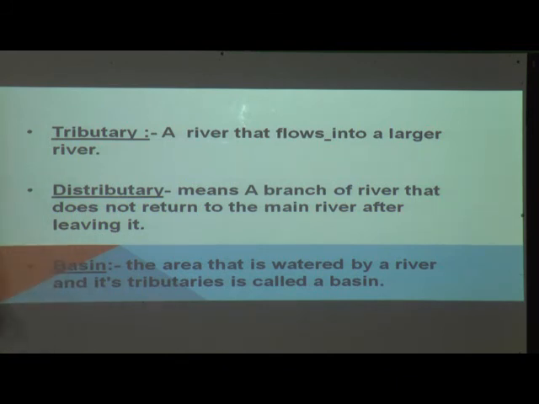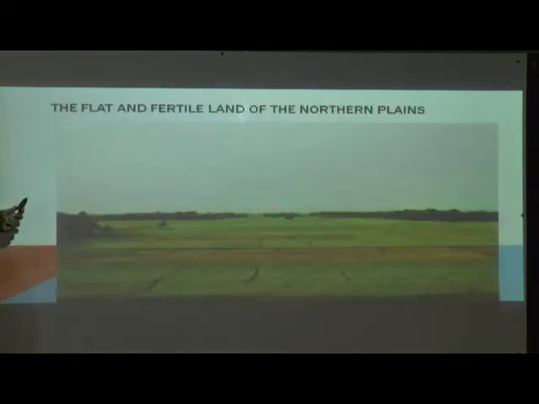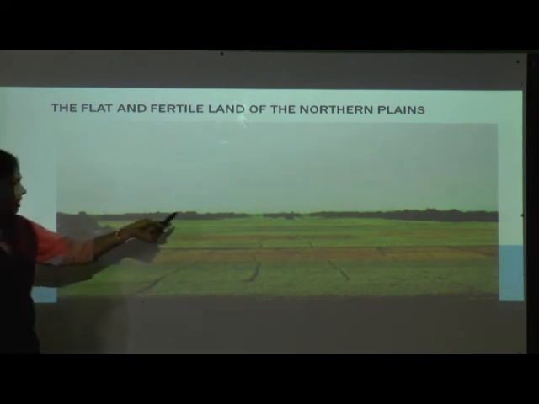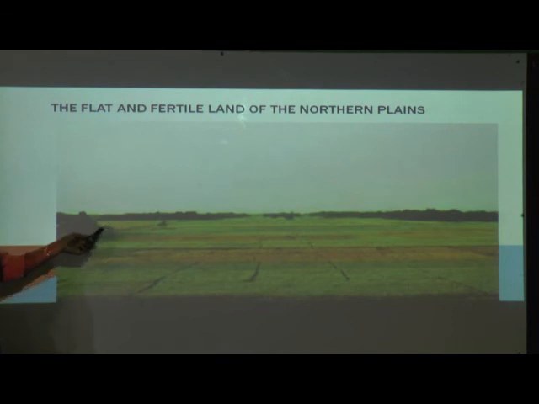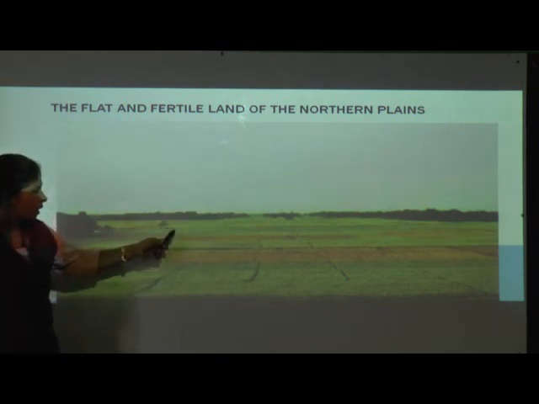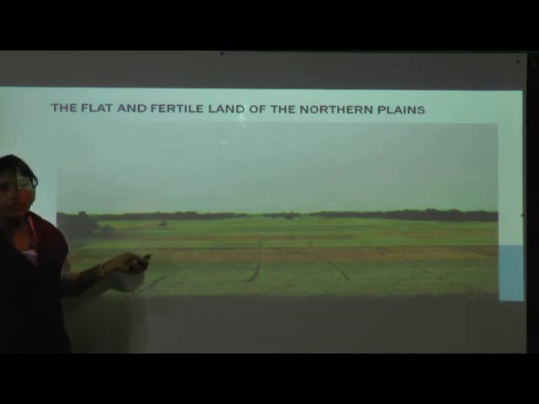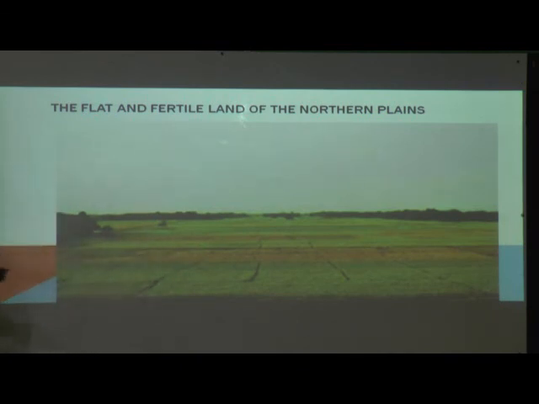Basin: the area that is watered by a river and its tributaries is called a basin. Here I show you again the flag. Now, can you see this image over here? The land is all green in color. Exactly. Can you see the farming they are all doing? Crops are growing here. Can you see the land is fertile? Yes. This is the flat and fertile land of the northern plains.